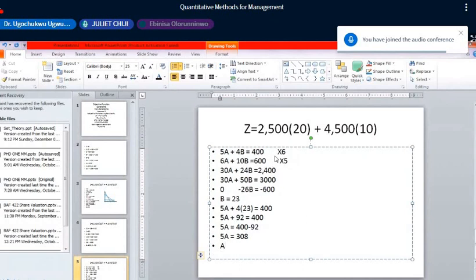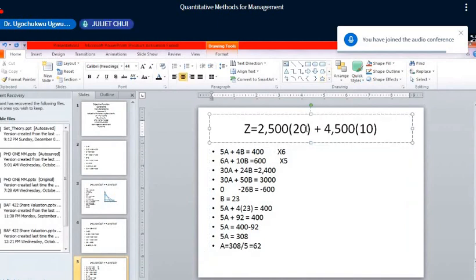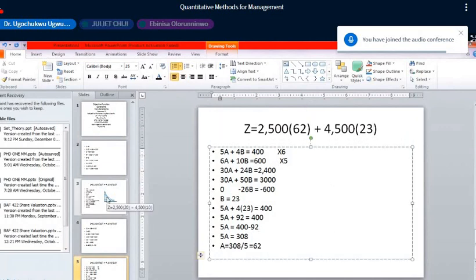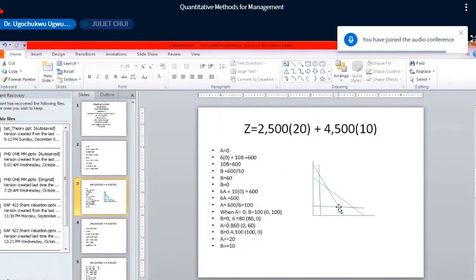That A alone will now be 308 divided by 5, which is approximately 62. So here we have determined our A to be 62 and our B to be 23. Right? So now the next point is this point here.